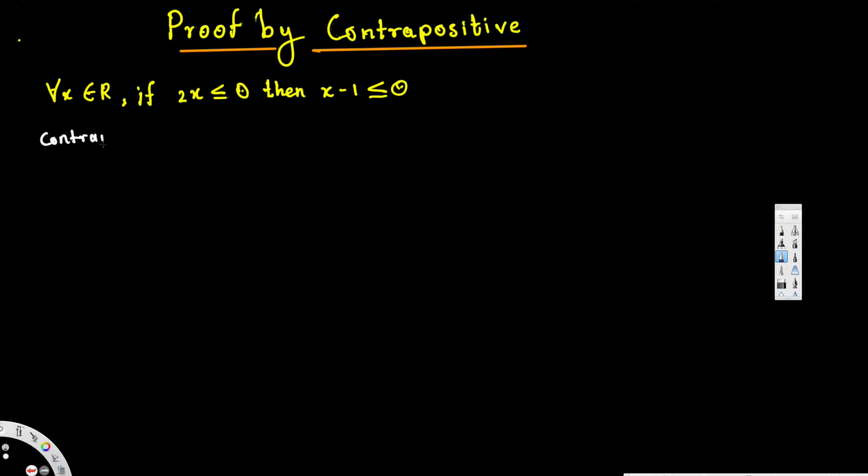To write the contrapositive, we take the negation of the conclusion, which goes after the "if", and the negation of the hypothesis, which goes after the "then". So we just flip it around with the negation, and if the original statement is true, the contrapositive is also always true. So we just have to prove the contrapositive is true. If we can prove the contrapositive is true, then it automatically means the original is also true.